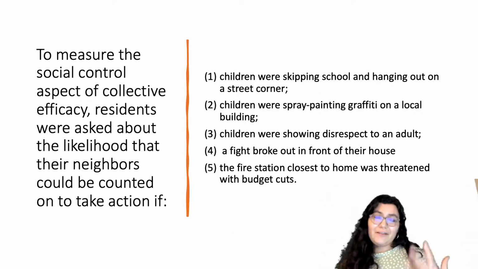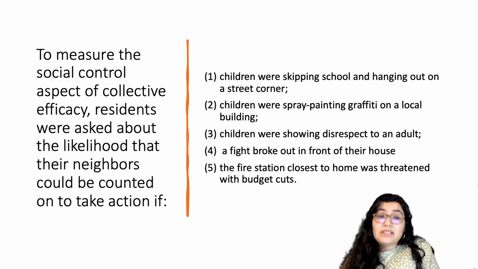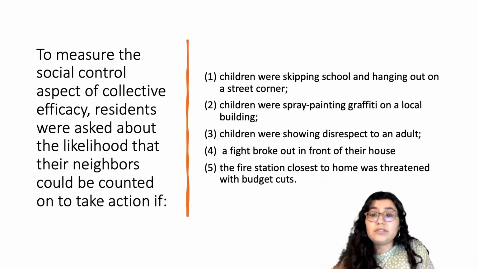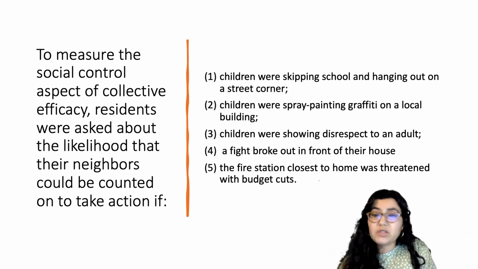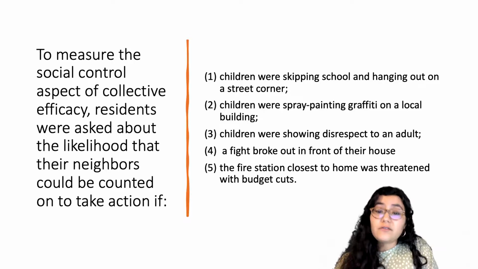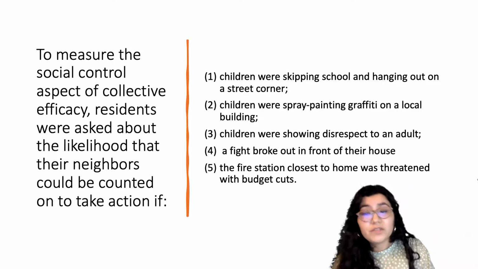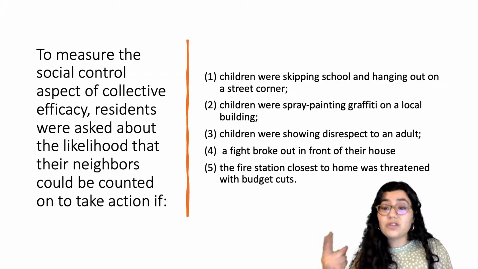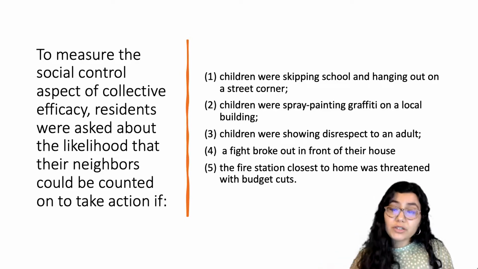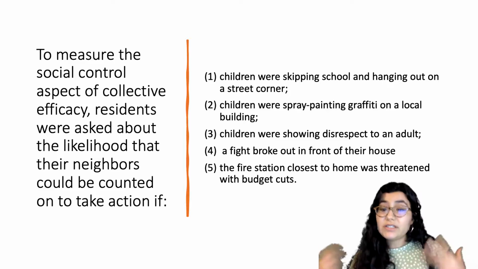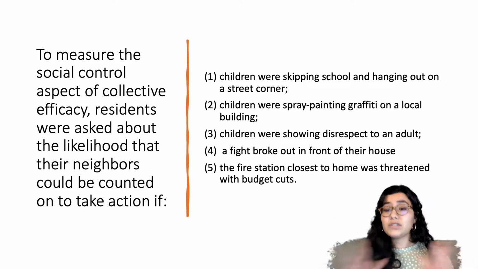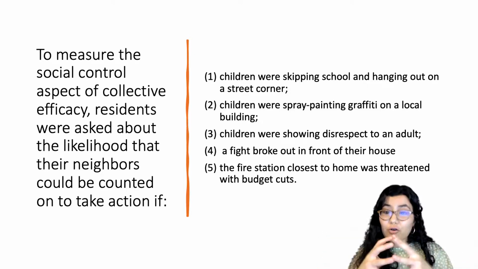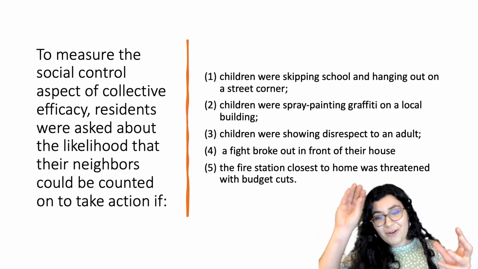So collective efficacy was measured by residents being asked about the likelihood that their neighbors could be counted on to take action if children were skipping school and hanging out on a street corner, children were spray painting graffiti on a local building, children were showing disrespect to an adult, a fight broke out in front of their house, or the fire station closest to home was threatened with budget cuts. So residents were asked things about their neighborhood. It's residents' perspectives of how their neighborhood is. There are multiple questions and a scale by which the likelihood is determined. We're thinking of a Likert scale again. There's a range and there's a composite score, which is composed of all the answers to those questions.